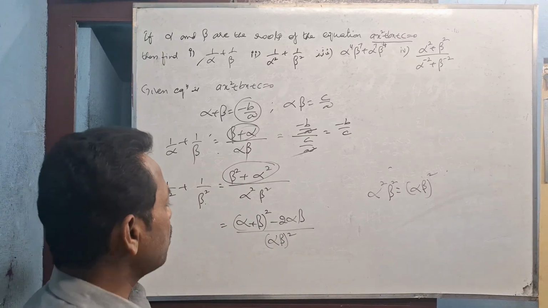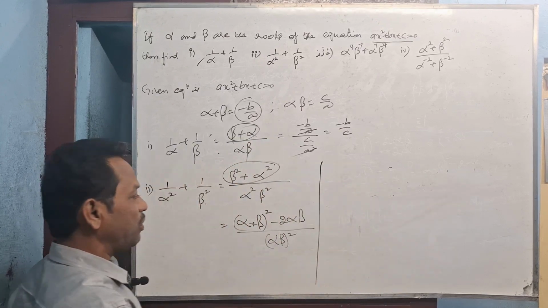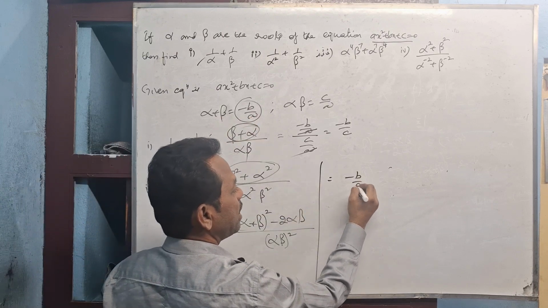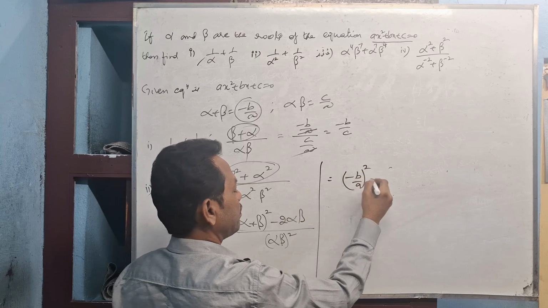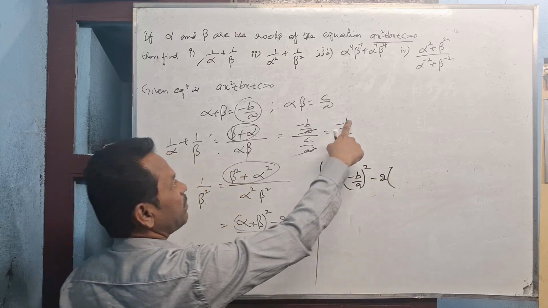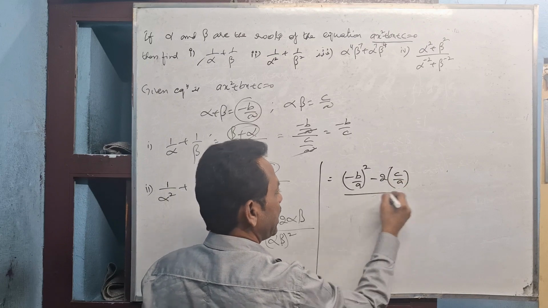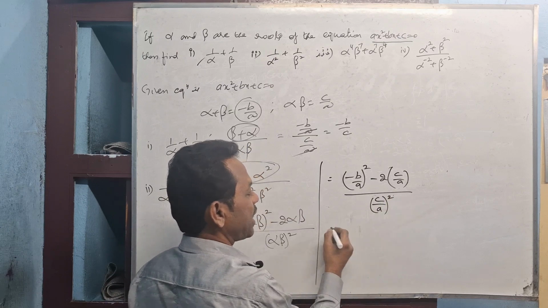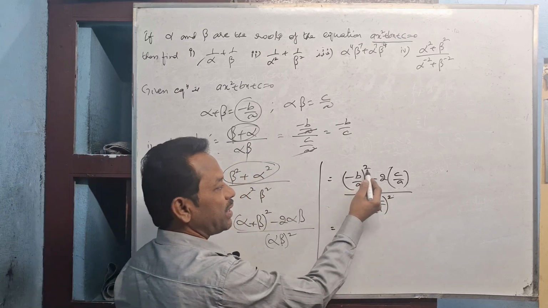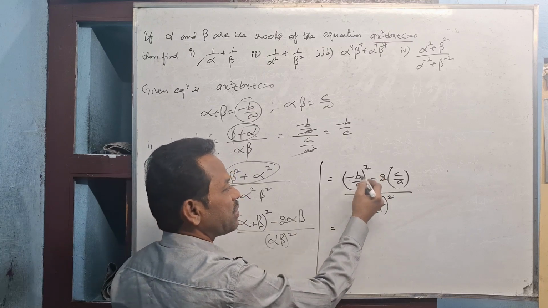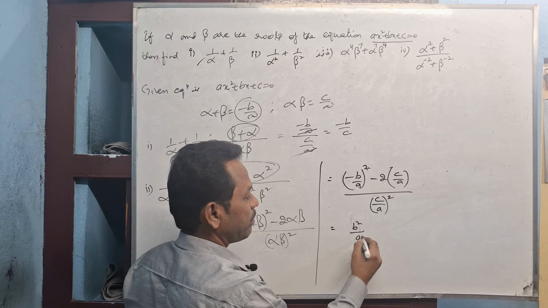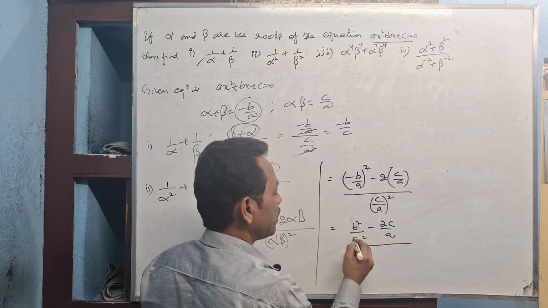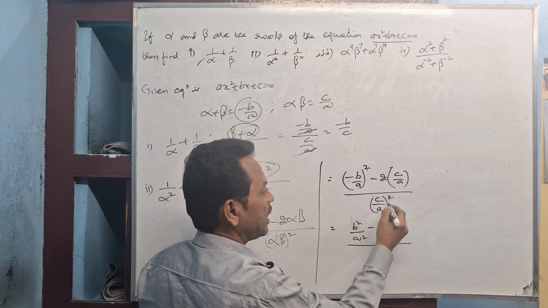Now let us substitute the values. Here alpha plus beta is minus b by a. So let me take minus b by a, and since you have square here, take the square, minus 2 into alpha beta. Alpha beta is c by a, divided by alpha beta, what is alpha beta here? C by a, whole square. Okay now, let me simplify. Since you have square here, this negative becomes positive. So first b square by a square minus 2 into c, 2c by a, divided by c square by a square.